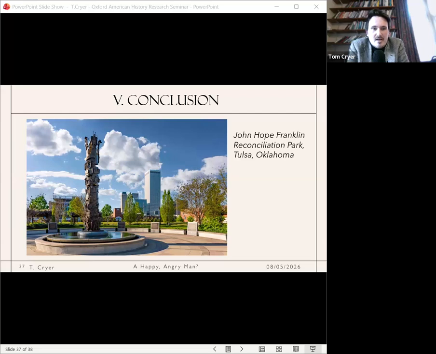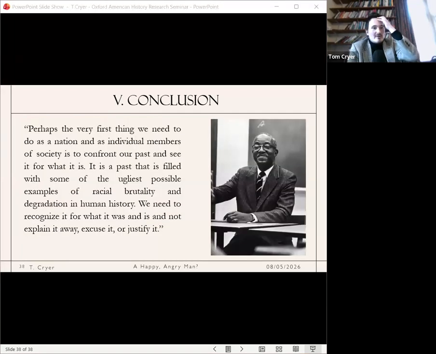As Franklin himself insisted then, to study American history with an angry rationalism, a happy anger, is to wrestle with these sharpest ironies, these most enduring violences, but also these most tantalizing possibilities. Because, as Franklin concluded in 1993, as the Rodney King trial commenced, quote, "Perhaps the very first thing we need to do as a nation and as individual members of society is to confront our past and see it for what it is. It is a past that is filled with some of the ugliest possible examples of racial brutality and degradation in human history. We need to recognize it for what it was and is, and not explain it away, excuse it, or justify it." Thank you very much.